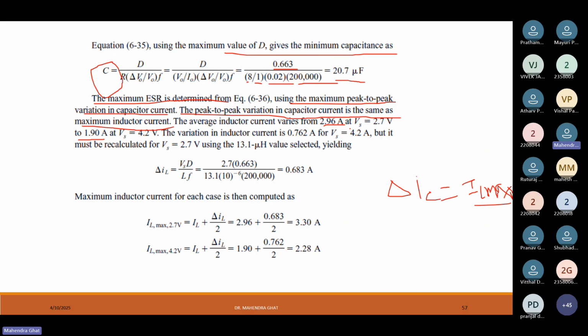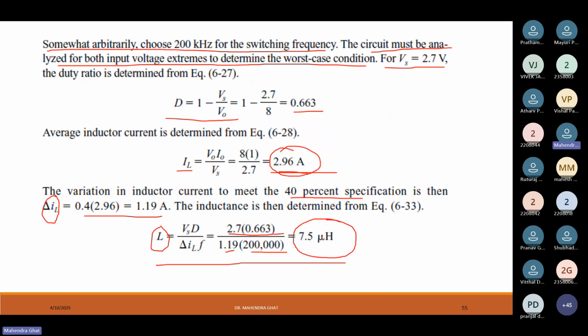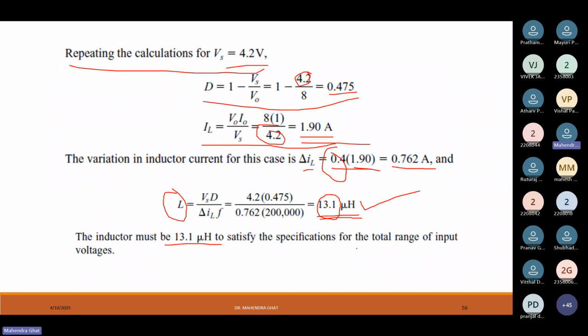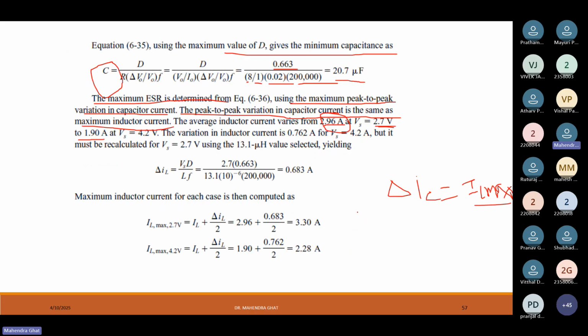But 2.96 we have calculated at 2.7 volt. It looks like a higher value at 2.7 volt. But actually this we have calculated for the L value of 7.45 microhenry, and now we have considered 13.1 microhenry as the inductance value. So at 2.7 volt, again you have to calculate the average value by considering the inductance value which you got for the 4.2, which is the worst case.